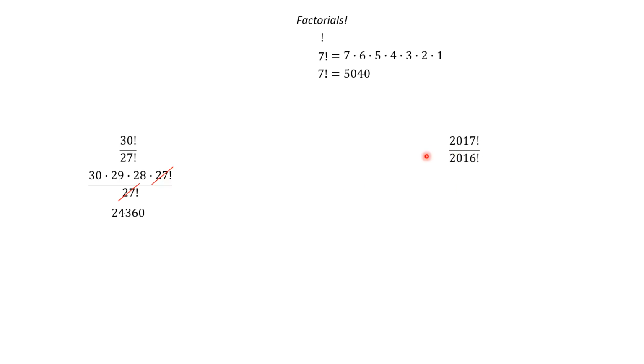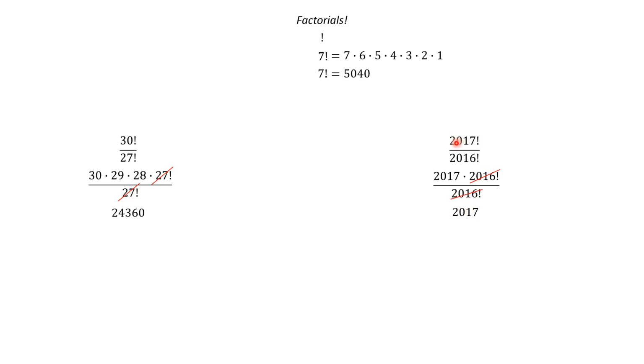2017 factorial divided by 2016 factorial. Try doing 2017 factorial in your calculator. Even the graphing calculators will give you an overflow error because it is too big. But if we expand this, how far do we have to go? Just that one place. It's 2017 times 2016 factorial. The 2016 factorials cancel, and our answer is just 2017. It's as easy as that.